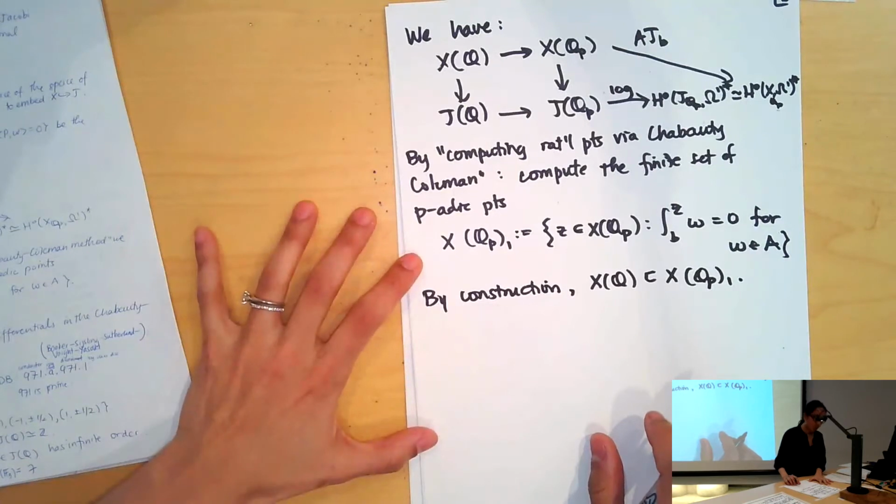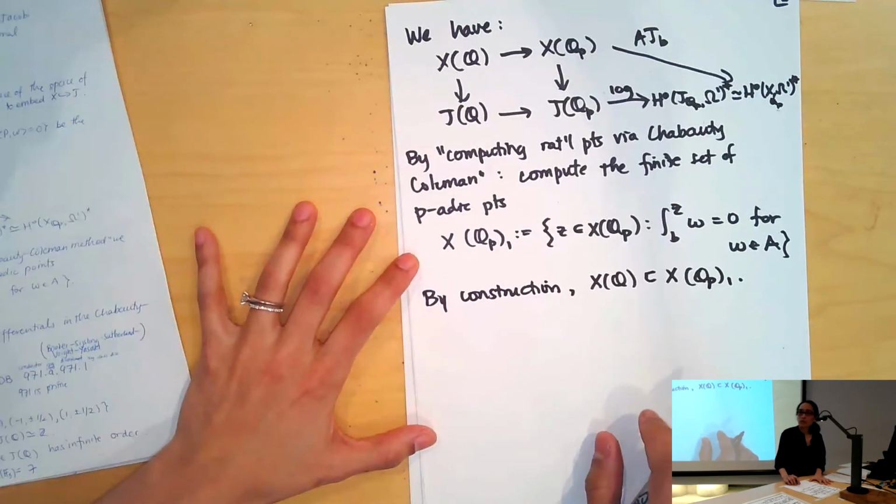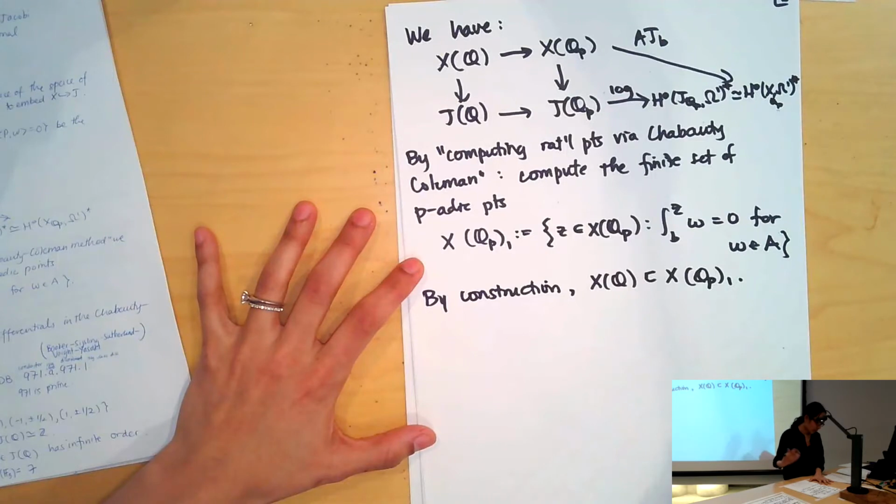Okay, so the first question that I'd like to answer is how do we compute X(Q_p)_1, or how do we construct annihilating differentials in the Chabauty-Coleman method?